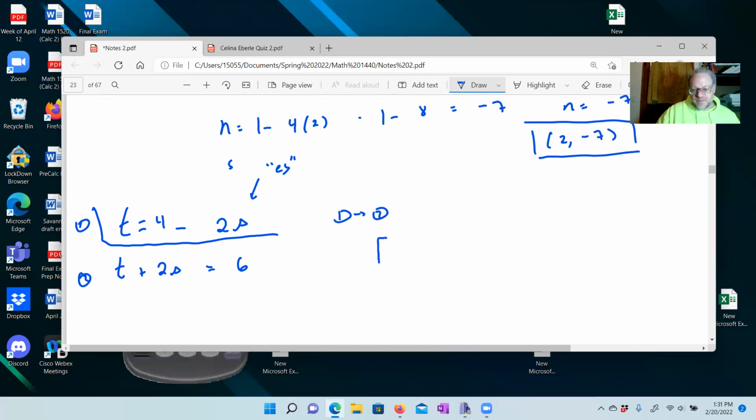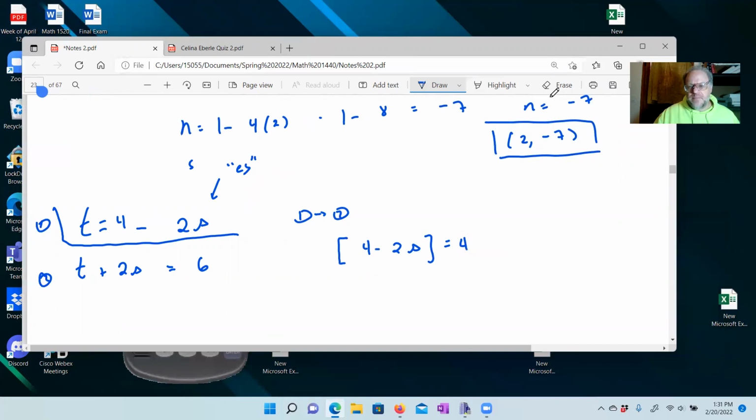Okay, so we have t. What the heck is t? t is 4 minus 2s. Okay, I'm sorry, plus. We just have plus. So t plus, and then here we have plus 2s equals 6.